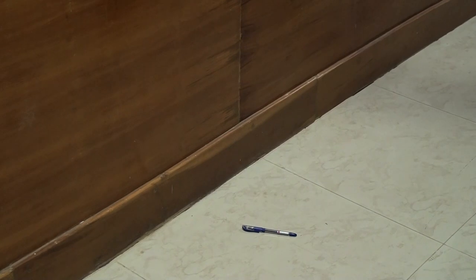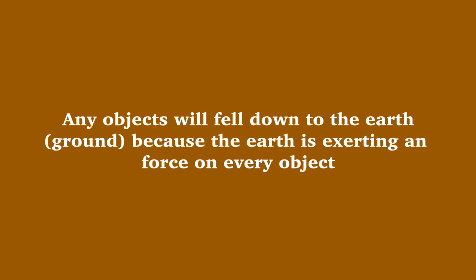Here I am holding the pen. So we can say that the pen is at rest. When I release the pen, it starts to move downward and finally it reaches the ground. Here the state of motion of the pen is changing from rest to moving. Any object will fall down to the earth, that is the ground, because the earth is exerting a force on every object, but that is not in direct contact. This type of force is called gravitational force. Falling of fruits and leaves, and flow of water to the ground are examples of gravitational force.